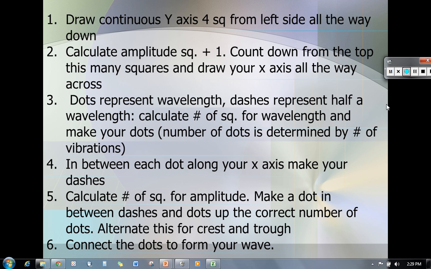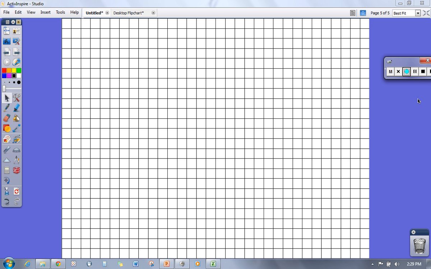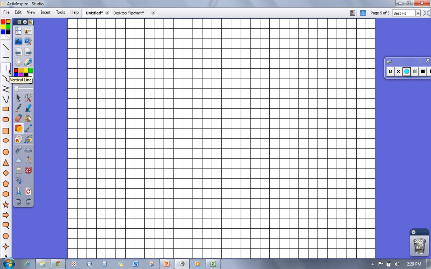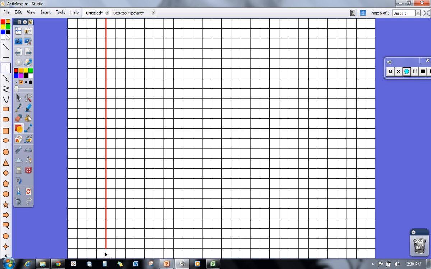So let me go ahead and set up our grid. Okay, so we have our grid here. So step 1 says that we need to draw our y-axis. Do you guys have rulers? Good. Just borrow. Okay, so the first thing you need to do is draw our line 1. We're going to count 4 squares. Let me bring up my line tool. 4 squares from the left on your graph paper. 1, 2, 3, 4. And that y-axis goes all the way down your page.